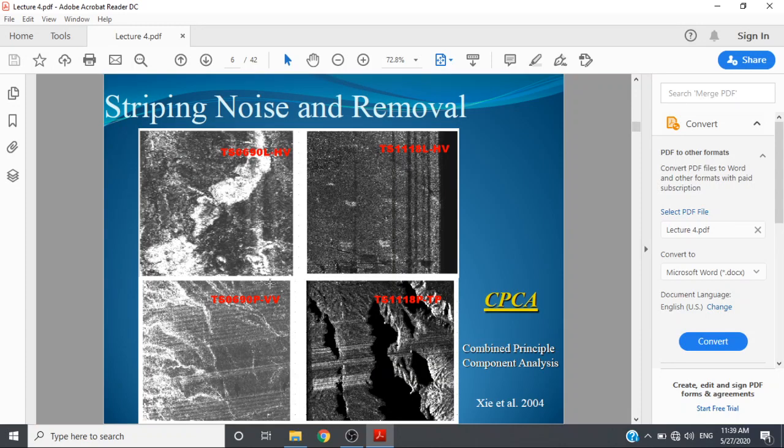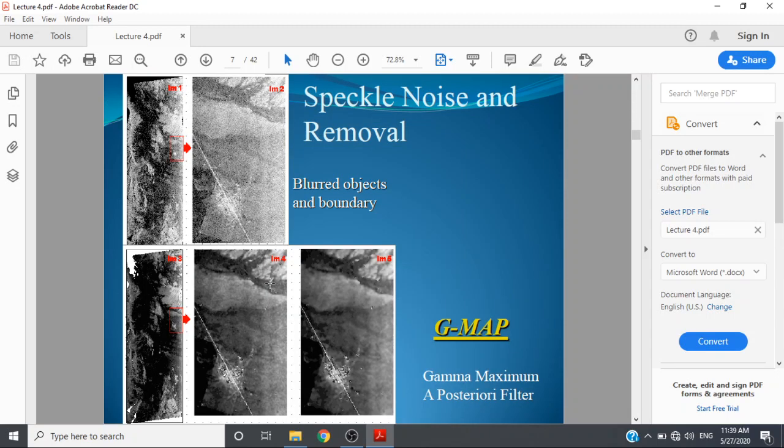Striping noise and removal. So combined principal component analysis is applied to remove the noise, and for a detailed study you can go to the Zayat et al. 2004 paper. You can study it for further exploration about this method. Speckle noise and removal, blurred objects and boundaries. So the GMAP, gamma maximum filter, is used to clear these boundaries in images.